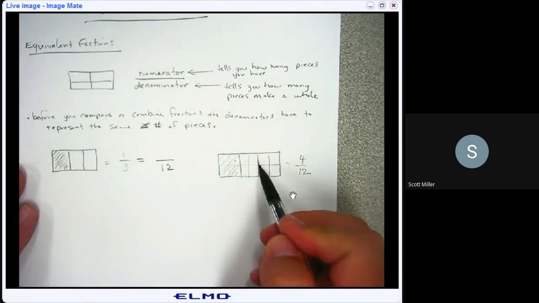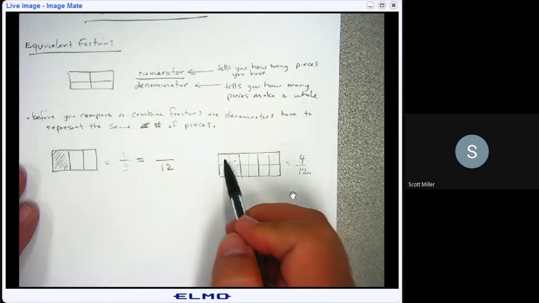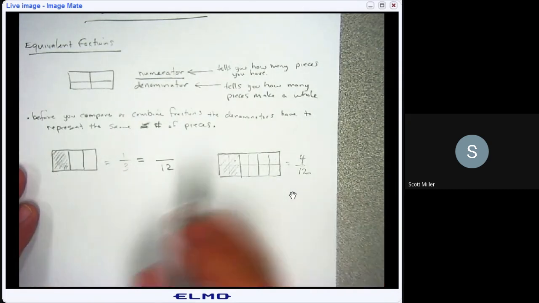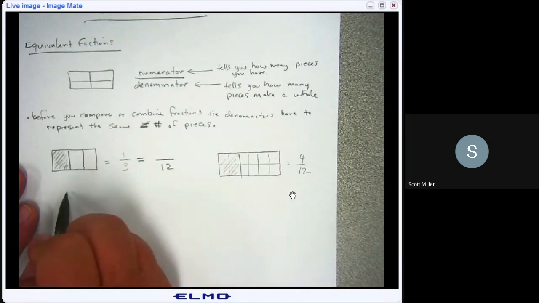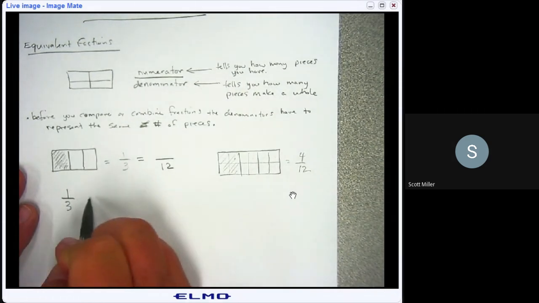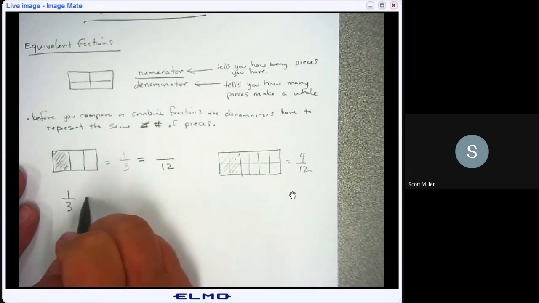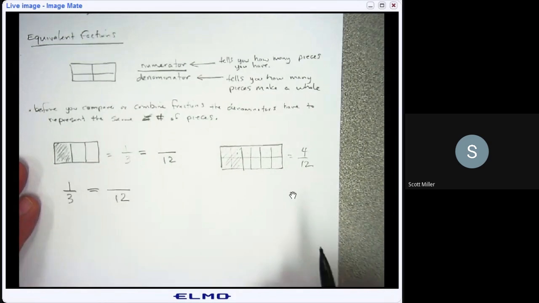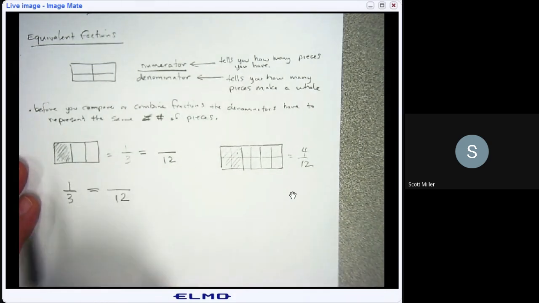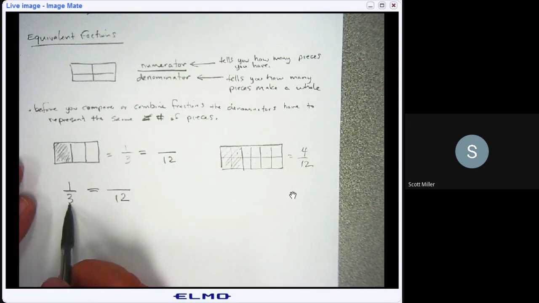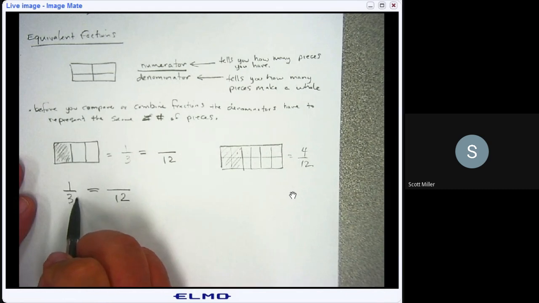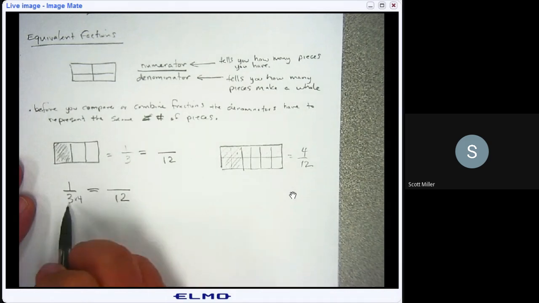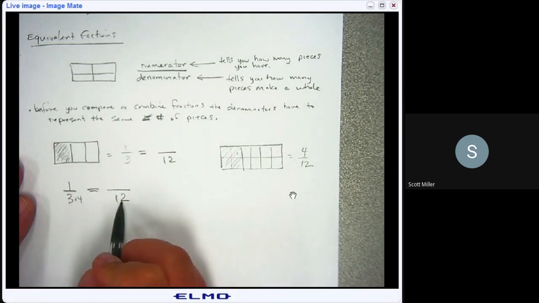Well, what did we do? Each one of these boxes turned into 4 boxes. And the reason for it is because 3 is related to 12 by a multiple of 4. So if I take 1/3, I'm going to change this so that it becomes a 12. So the question then becomes, what do I need to change each slice to? How many more slices do I got to divide each of these into to get a 12? And using your multiplication knowledge, you know that 4 times 3 is 12. Cut each slice into 4 more, and you'll get a total of 12 slices.